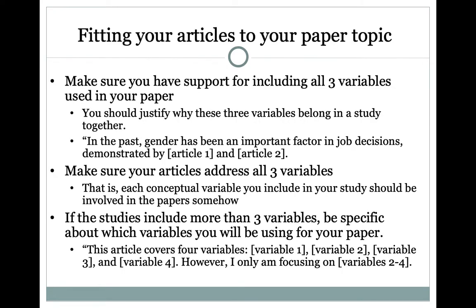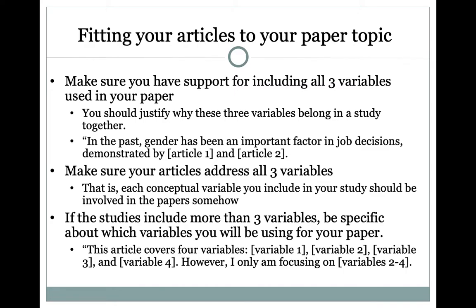Okay, so let's talk about fitting your articles to your paper topic. This is going back to your articles and to the eventual assignment that's due at the end of the semester. You're going to want to make sure that you have support for including all 3 variables used in your paper. Basically you need to justify why these 3 variables belong in a study together. An example sentence would be, in the past, gender has been an important factor in job decisions, demonstrated by Article 1 and Article 2. This is basically just telling us why you chose the 3 variables that you did and if there's support for those 3 variables.